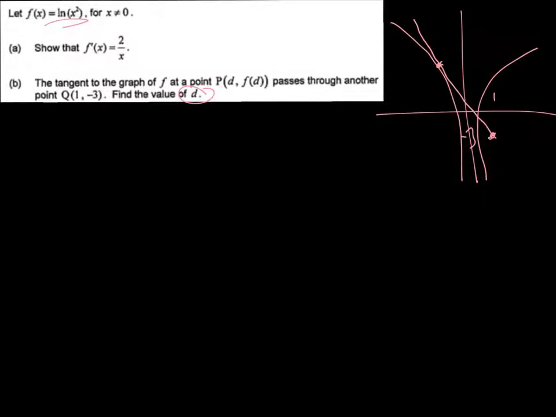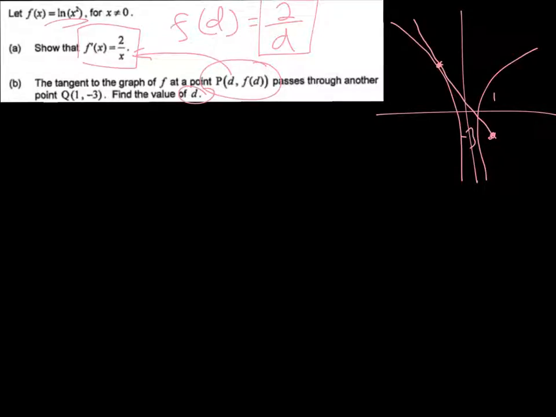So the key to answering this question then is thinking about the gradient. From the first part of the question, we have already found the gradient function f dash of x equals 2 over x. So we know that at this point P, because it's a tangent, we can use the gradient function to find the gradient at that point. So we can find that f dash of d would be 2 over d. That's just substituting in here our input into the gradient function. So we know that the gradient of the tangent is 2 over d.